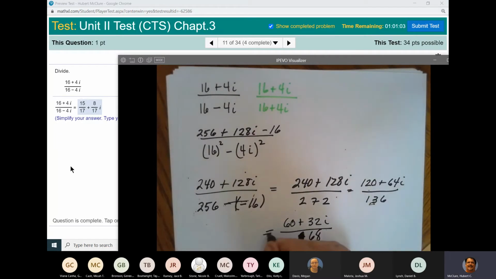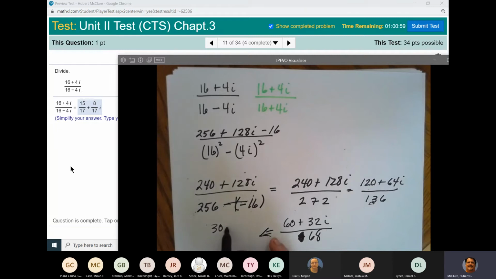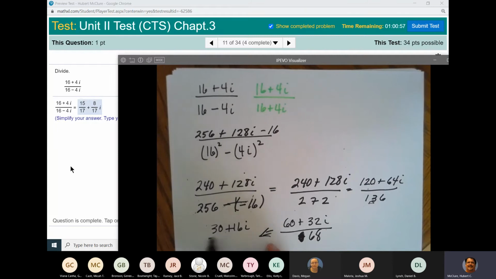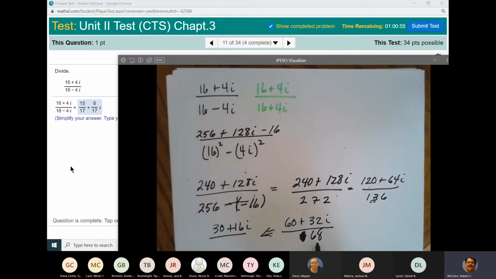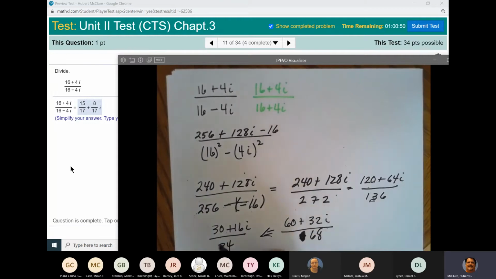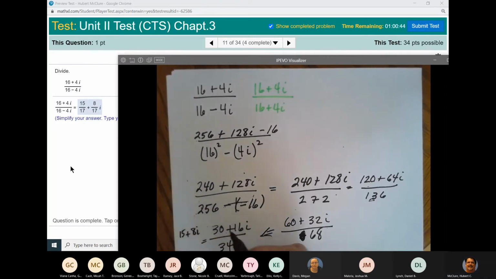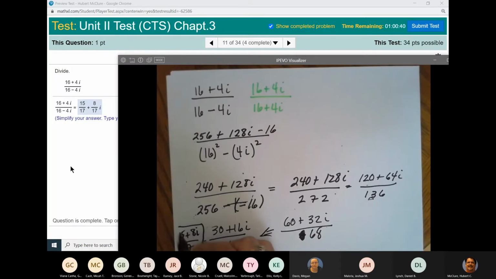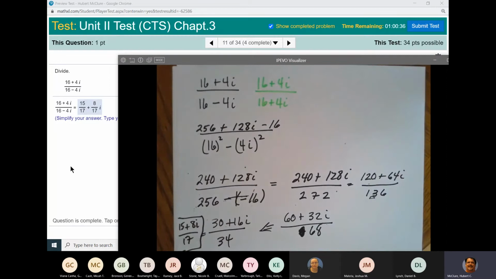And it's still divisible by 2. 60 will be 30 plus 16i divided by 34. There we go. Now we get the answer. And that's going to be 15 plus 8i over 17. So they changed the dadgum problem on us, but we still got it right.